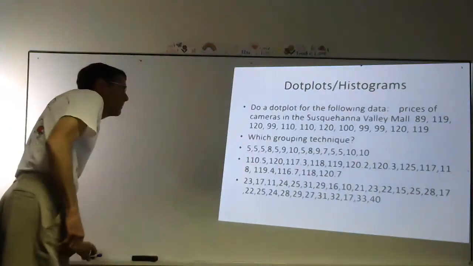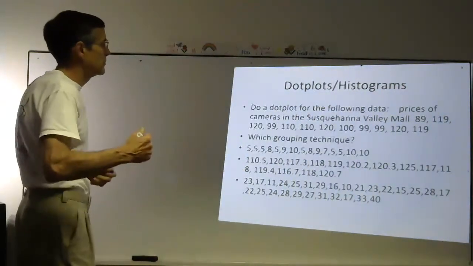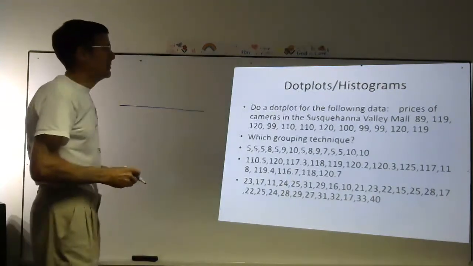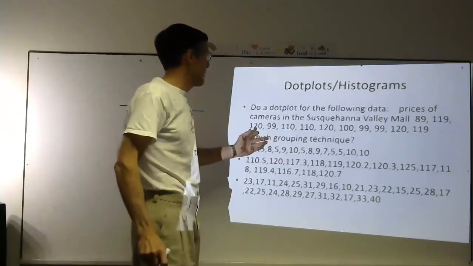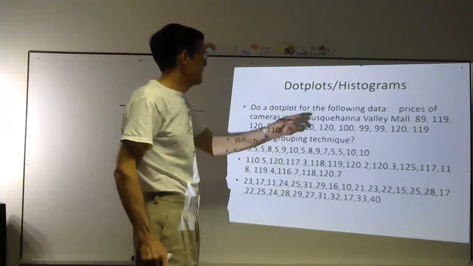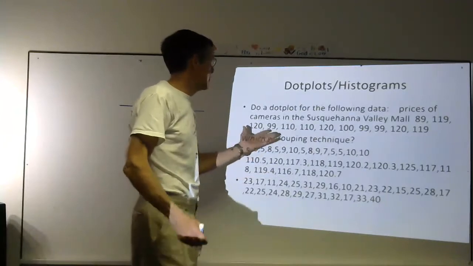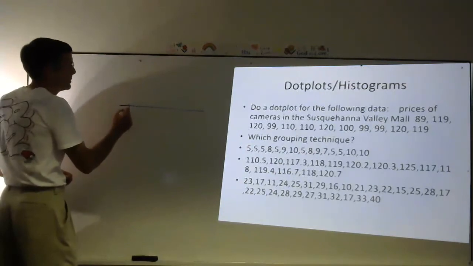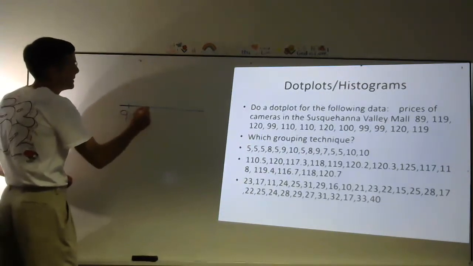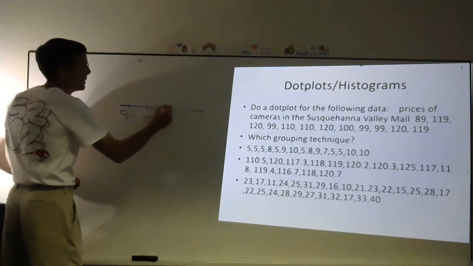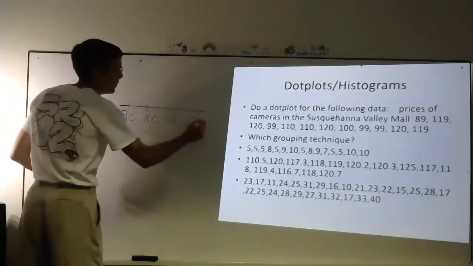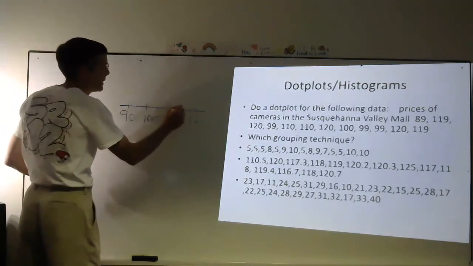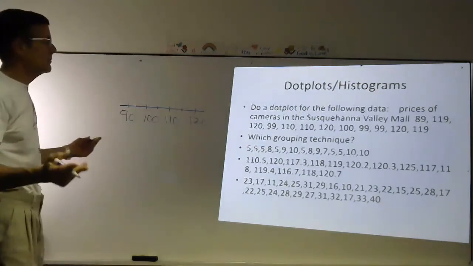If we're going to do a dot plot here, these are the prices for cameras in the Susquehanna Valley Mall. So you do an x-axis. Notice what we have here. It looks to me like we have data going from roughly 89 up to 120. So I'm going to do something in this fashion: 90, 100, 110, and 120. Here would be 95, 105, 115.